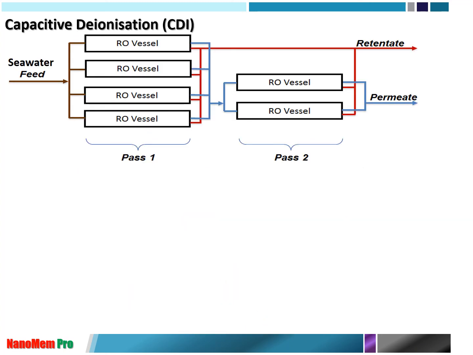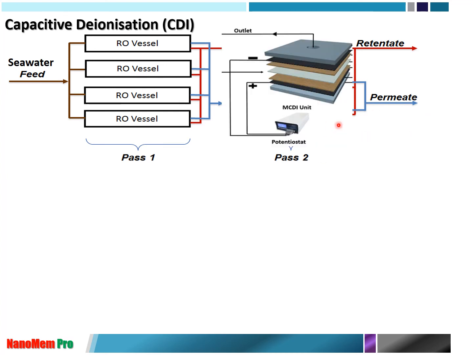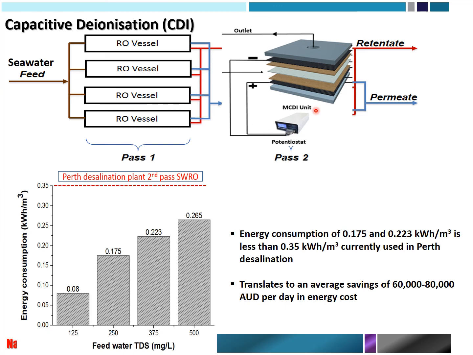Also, CDI, capacitive deionization, can be utilized. So first pass, second pass, you have a very good water quality, but still this permeate is high salinity. That's the reason why the commercial membrane utilizes RO pressure in the second pass, so that you can achieve better water quality using this second pass. But we can replace this second RO pass with an MCDI membrane, which will have more energy saving.